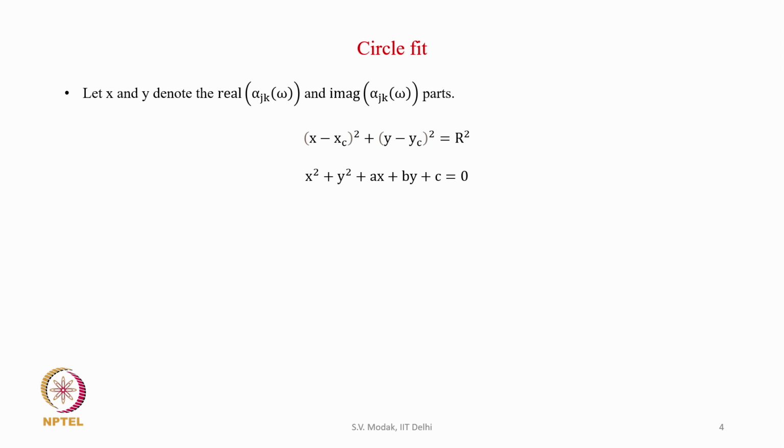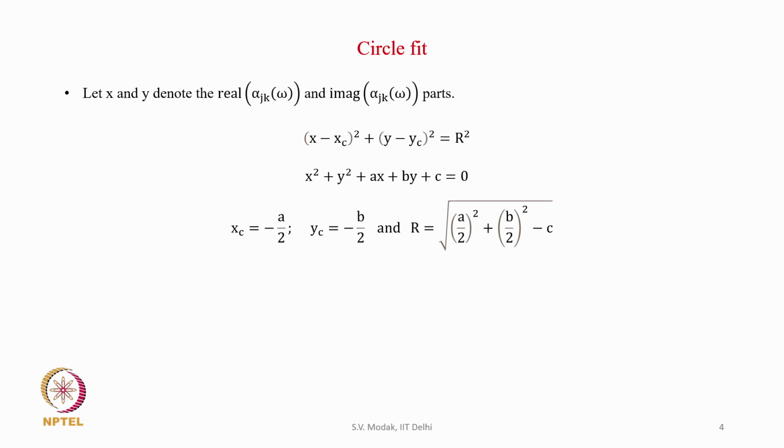Here the coefficients a, b, c are related to the coordinates of the center and the radius of the circle by these relationships. Therefore, if we can determine the coefficients a, b, c after fitting the circle, then we can determine the coordinates of the center and the radius of the circle using these relationships.